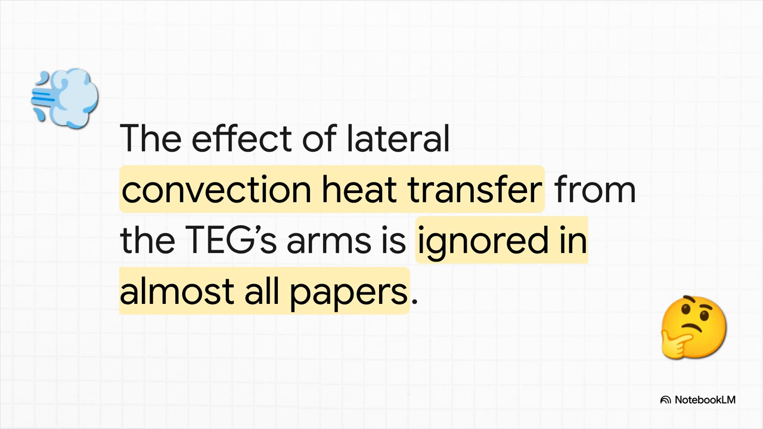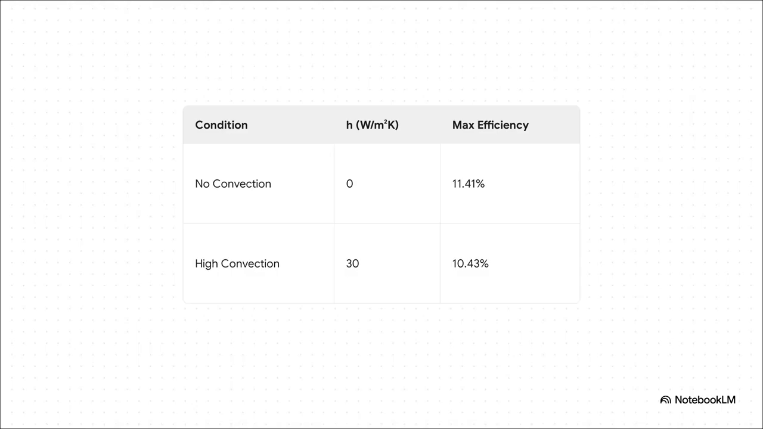But hold on, the simulation didn't stop there. The researchers added something that a lot of theoretical models just ignore. A real-world factor, heat loss to the air around it. Simple convection. It's just the heat that naturally bleeds off the sides of the generator. And just look at the impact this has. In a perfect world, a vacuum with zero convection, the device hits a max efficiency of 11.4%. Pretty good. But once they add in a realistic amount of air cooling, that efficiency drops a full percentage point, all the way down to 10.4%.